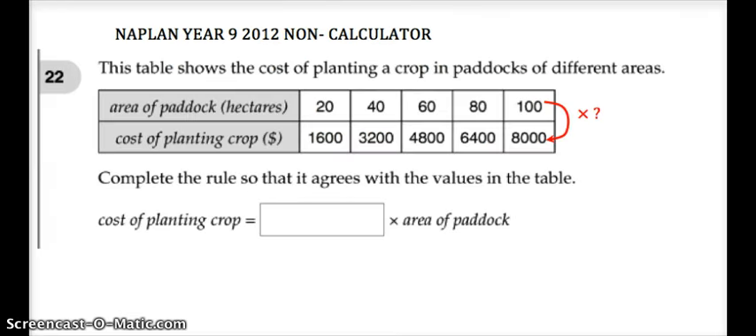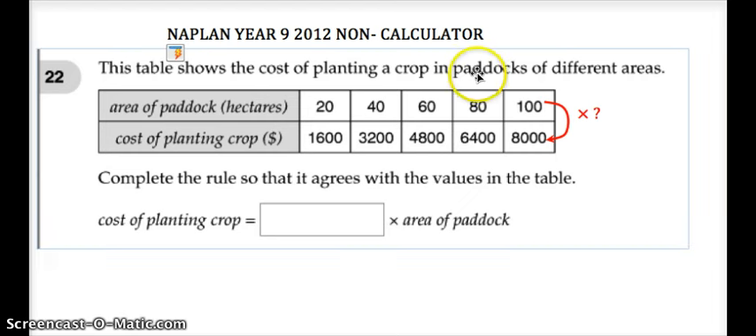Now for question 22 of the 2012 non-calculator paper. And the question says, this table shows the cost of planting a crop in paddocks of different areas. We can see the area of the paddock up here and the cost of planting the crop down here, and we can see these values there. And the question is, complete the rule so that it agrees with the values in the table.